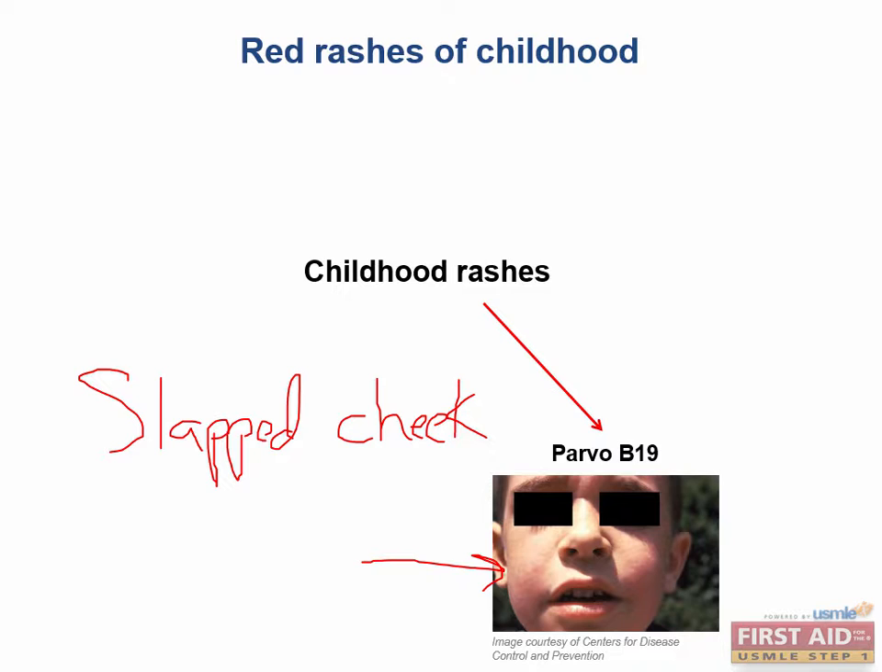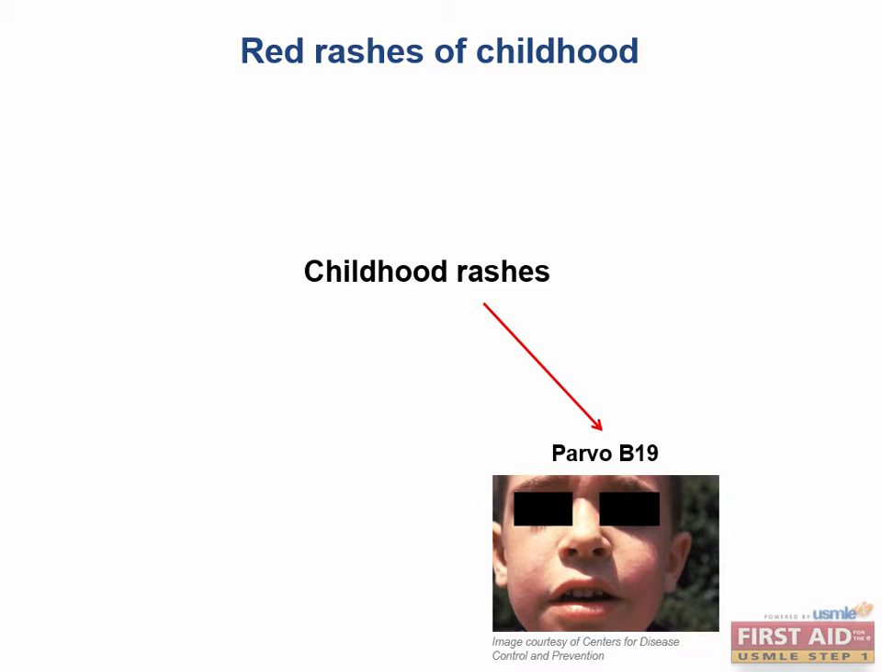Remember that parvovirus can be transmitted transplacentally from a pregnant mother to a neonate and cause hydrops fetalis and even death. Do you remember how parvovirus presents in adults? It can present as a rheumatoid arthritis-like symptom.